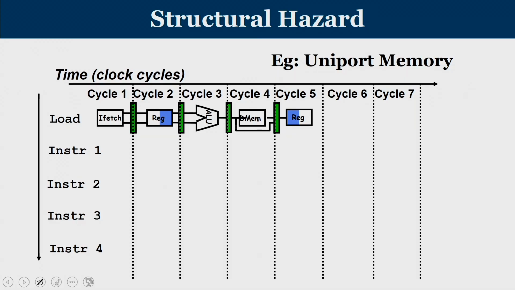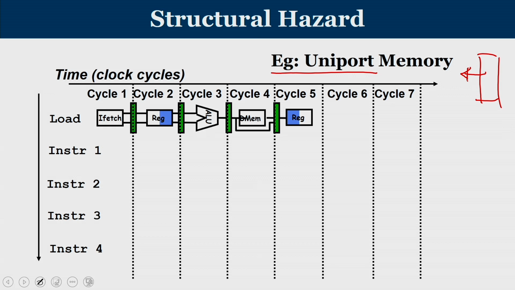Let us now try to understand each of these hazards in more depth. The first one is known as a structural hazard. Let us consider a uniport memory. What do we mean by uniport memory? You have a memory which has only one read port. At any given point of time, only one word can be read from the memory.